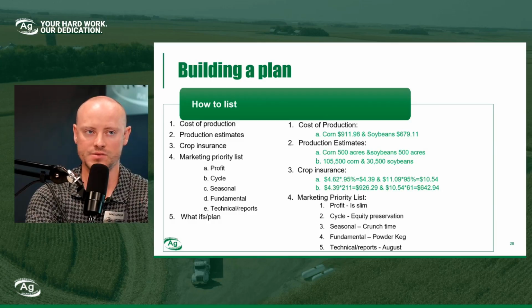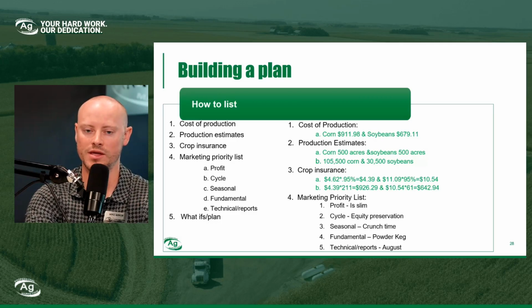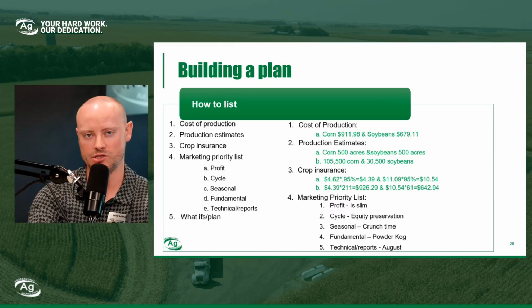When I look at this, profitability is pretty slim. When I start to go through my checklist, there's not much money at those marketing levels to really be had. So profits are slim with crop insurance if I'm relying heavily on that. What stage of the cycle are we in? We're kind of in this equity preservation cycle with a little bit of a powder keg potential, which we'll get into. From a seasonal aspect, I'm giving this video in July, so it's kind of crunch time.